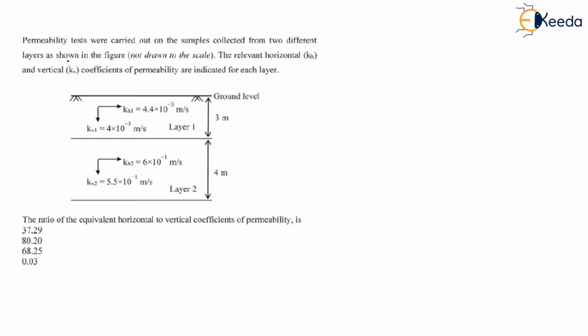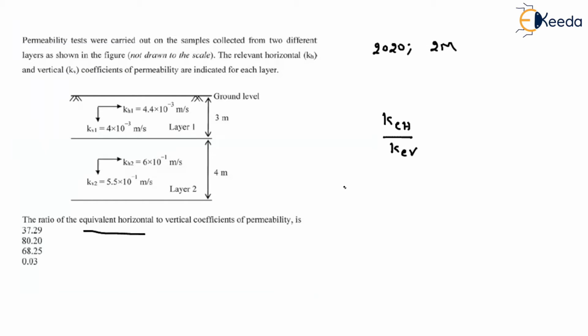So what is the given question? Permeability tests were carried out on samples collected from two different layers. This is one layer, this is another layer, and they are saying that the figure is not to the scale. First of all, this question is given in 2020 and asked for 2 marks. And what we have to find? We have to find the ratio of equivalent horizontal permeability to the equivalent vertical permeability. Hope you can do it.